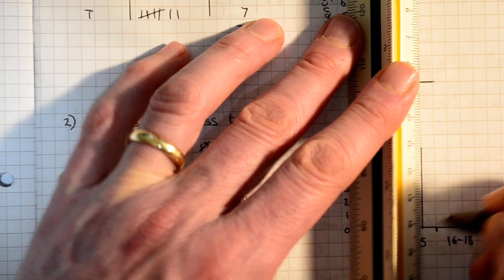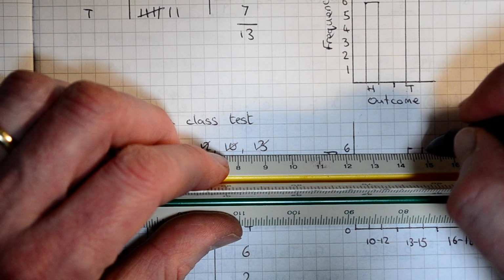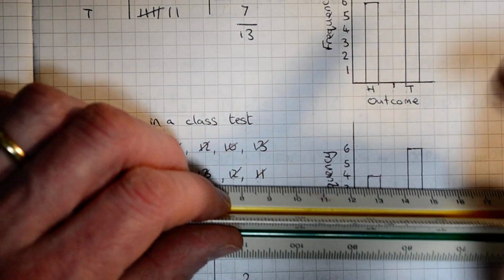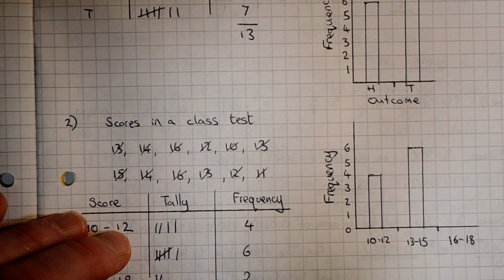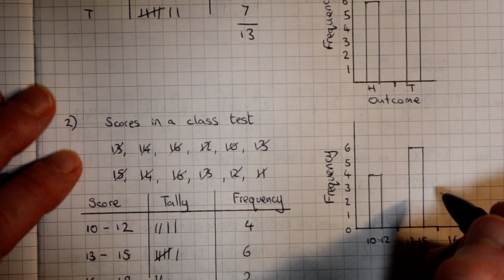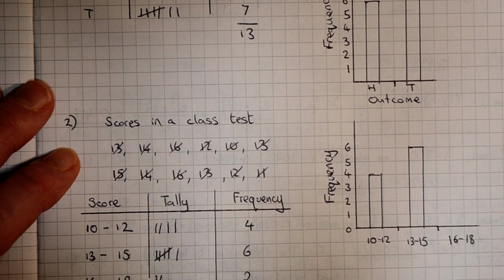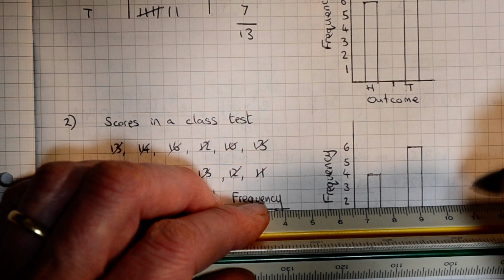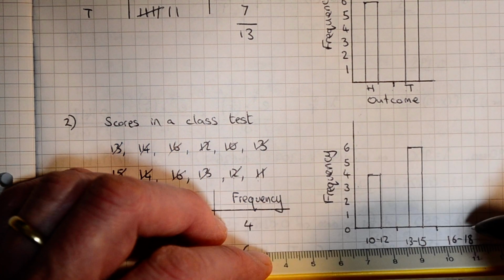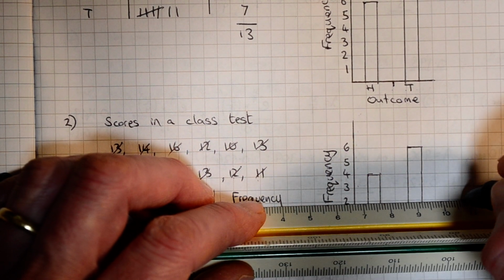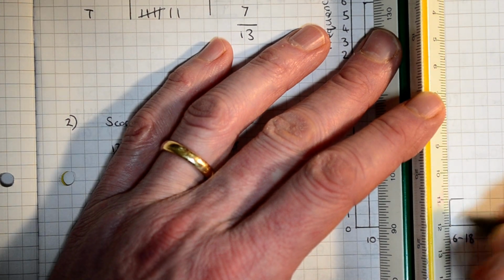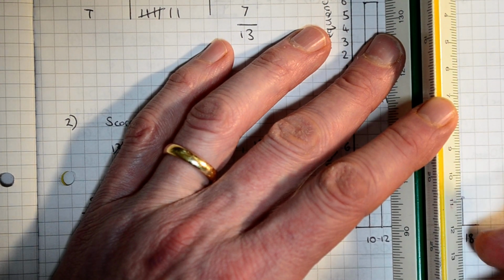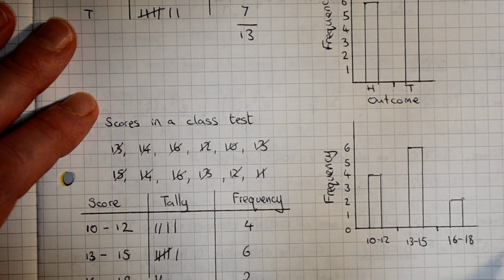Notice that I'm drawing bars all the same width. That's important because when you look at the bars you can see that it's the height that matters rather than the width. So if we draw the same width, it doesn't distract people from looking at the height. So there's our bars drawn in.